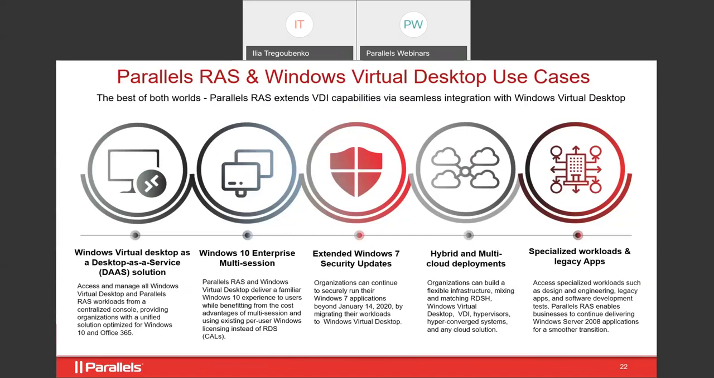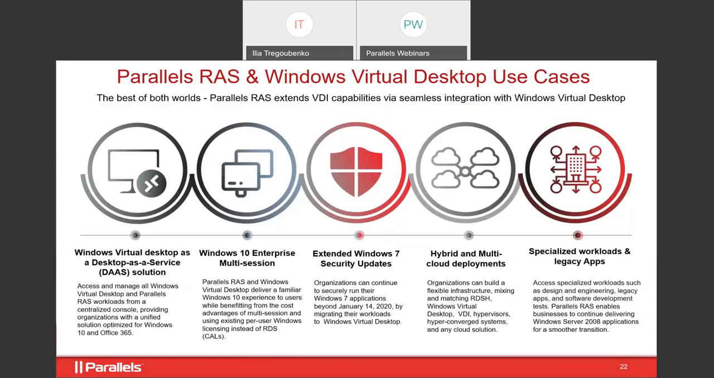Windows Virtual Desktop as a service: access and manage all Windows Virtual Desktop and Parallels RAS workloads from a centralized console, a unified solution optimized for Windows 10 and Office 365. Windows 10 Enterprise Multi-Session: Parallels RAS and WVD deliver a familiar Windows 10 experience to users while benefiting from the cost advantages of multi-session using existing per-user Windows licensing instead of RDS CALs.